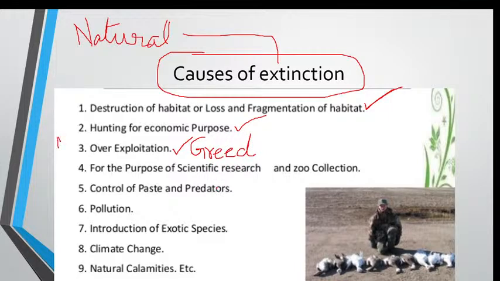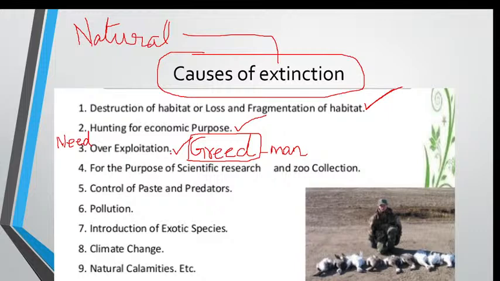Nature provides everything for your need, but man is greedy, and this greedy man will exploit more. Nature gives everything for your need, but not for your greed. And this greed will result in over exploitation.